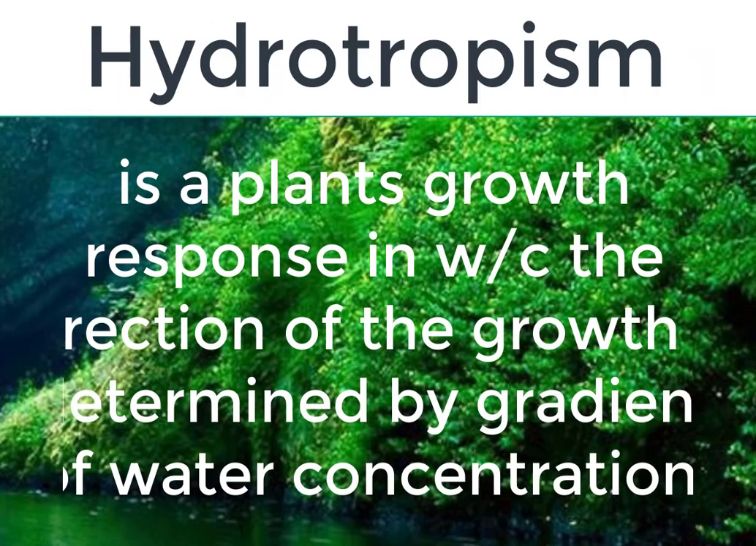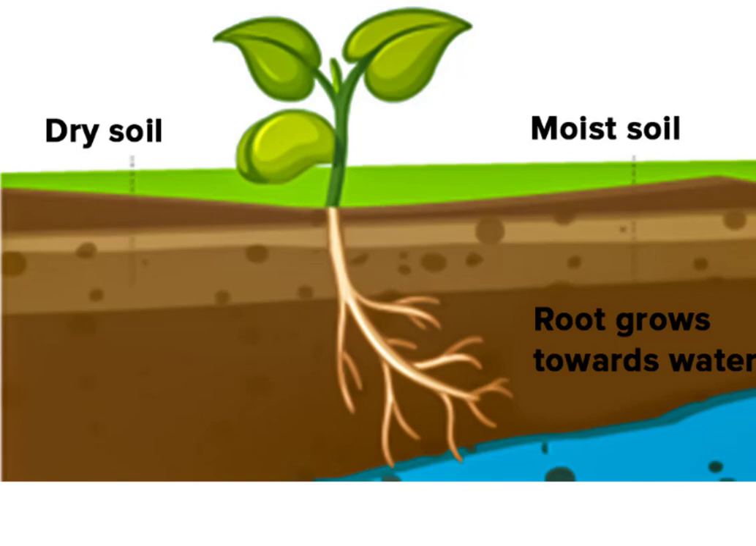Hydrotropism. Hydrotropism is a plant's growth response in which the direction of the growth is determined by a stimulus or gradient in water concentration. The process of hydrotropism is started by the root cap sensing water and sending a signal to the elongating part of the root. In plants, water can be sensed and is mainly absorbed through the roots. The direction and rate of growth of these roots are towards water, what we call positive hydrotropism.